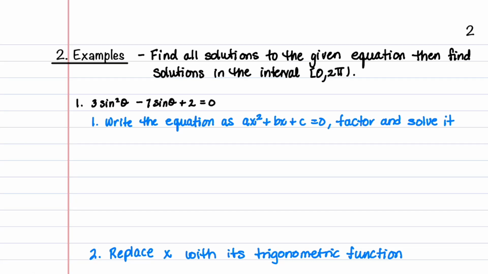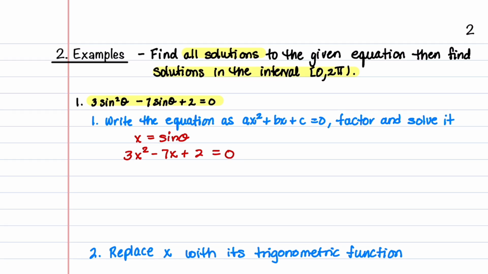In this video, I'm going to show you exactly how to easily find all solutions to this trigonometric equation, and then we'll find solutions in the interval from 0 to 2 pi. We're going to solve the equation 3 sine squared theta minus 7 sine theta plus 2 is equal to 0. We'll begin by letting x equal sine theta. Plugging this into our equation, this gives us 3x squared minus 7x plus 2 is equal to 0.